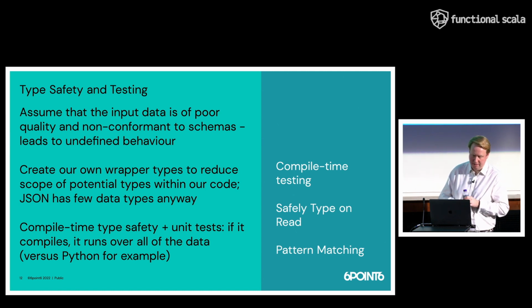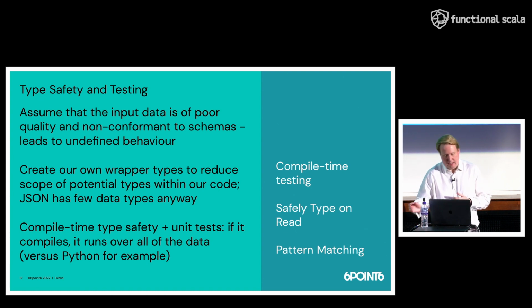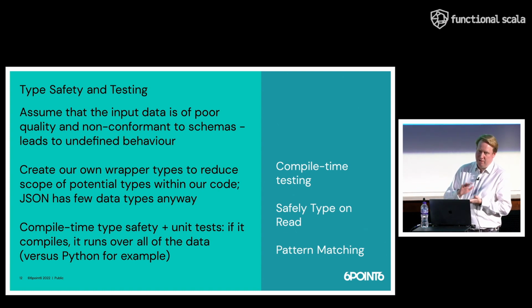So I'll show you this. It basically reduces the number of different types we deal with once everything hits our stuff, right? And once we do that, most of our code has compile time type safety, and if we write enough unit tests, then usually if it compiles, it will run over all the data no matter what it looks like, right? Whereas if we were using a language that wasn't as strictly typed, you wouldn't get that. And this really helps with agile development, right?